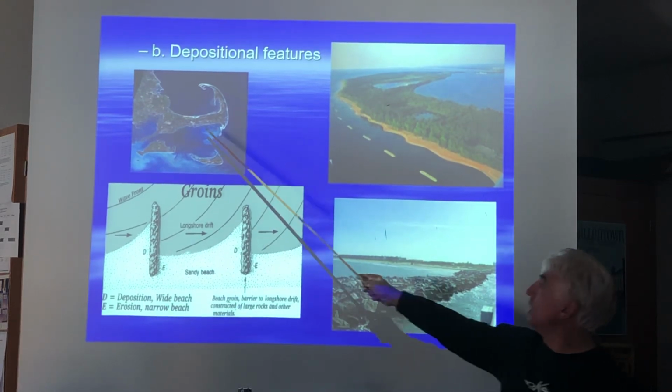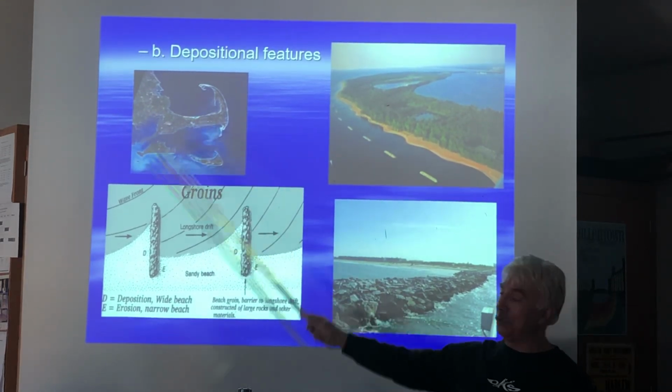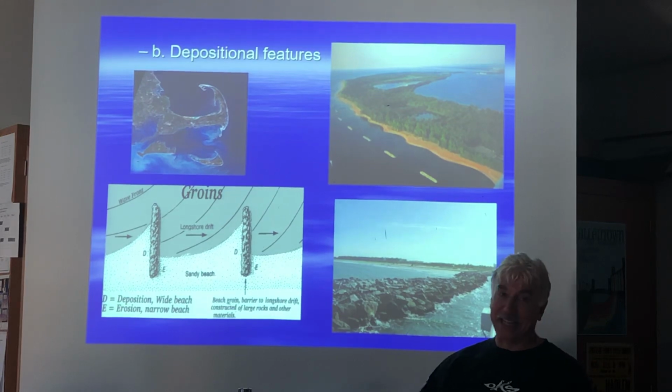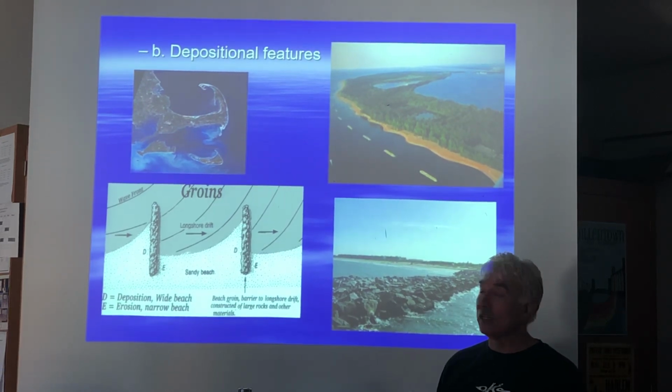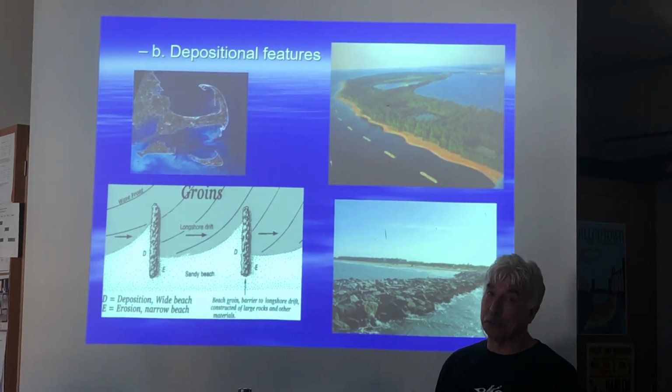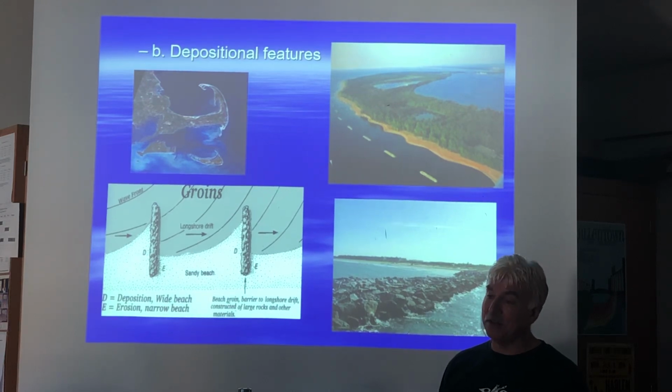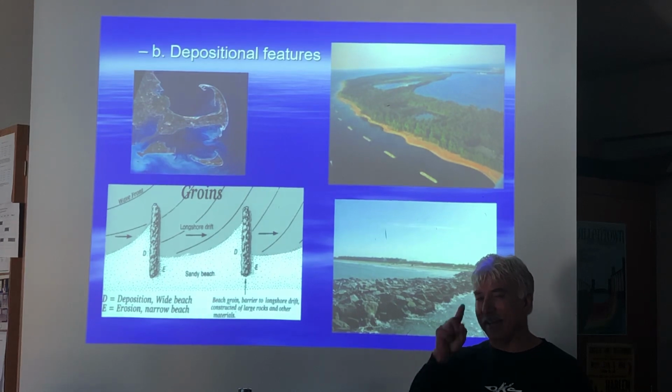Also, I don't know if you recognize this, but this is Cape Cod. Cape Cod has two things going on. It's got wave deposition, forming what's called a spit there due to the currents, and it also has a lot of unsorted sediment deposition, but that's for the next topic.